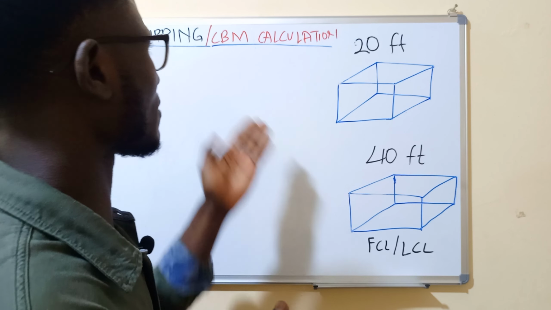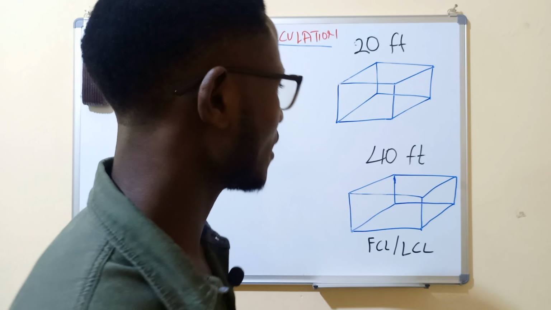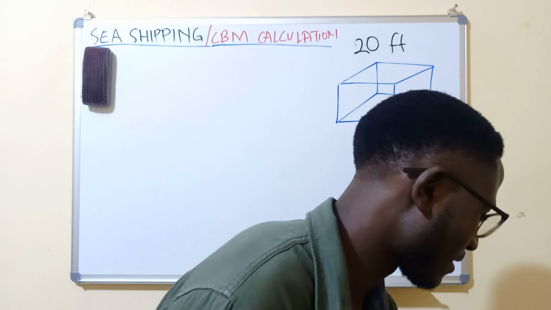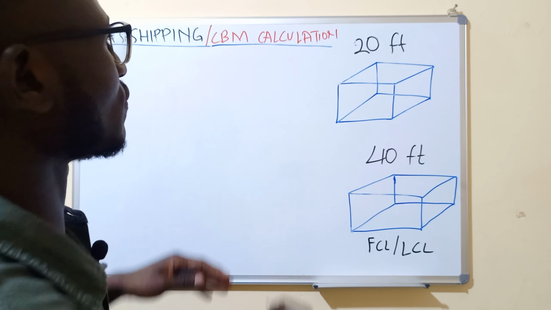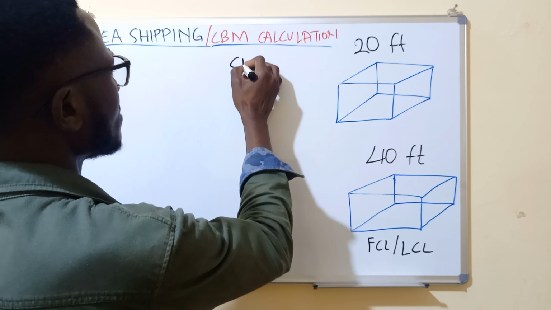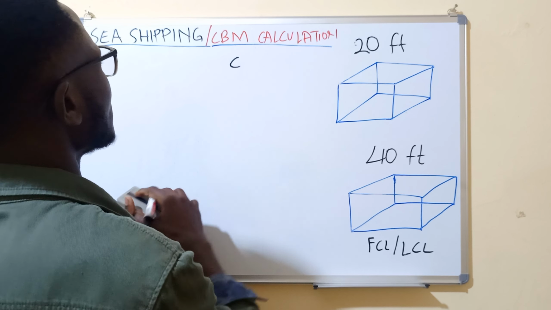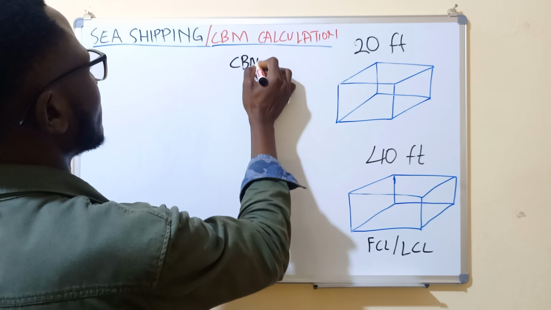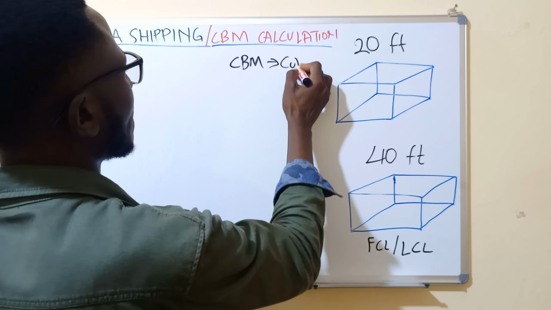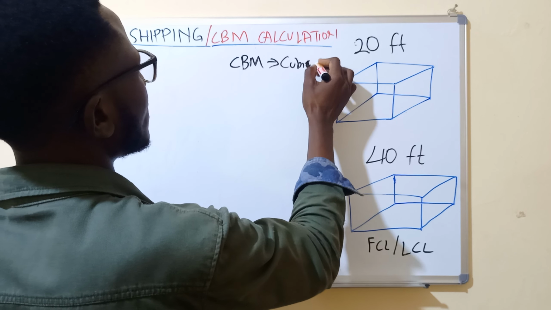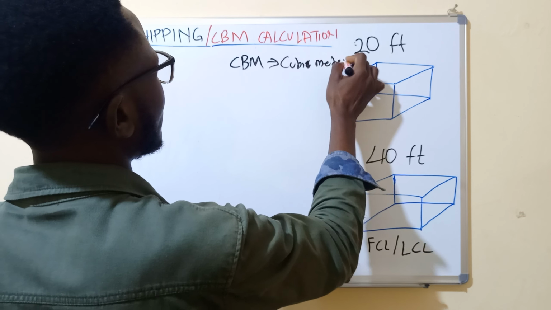But how do you arrive at this? We have the formula to arrive at this. If you want to get the CBM, CBM is the same as cubic meters.